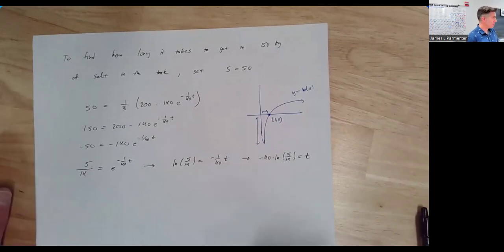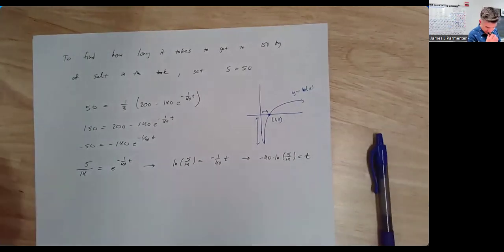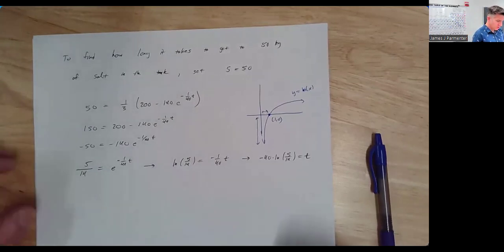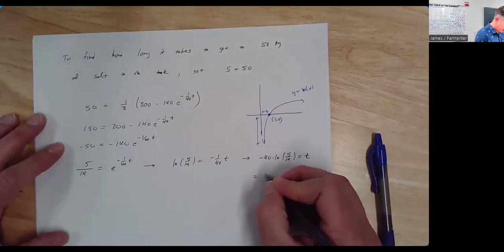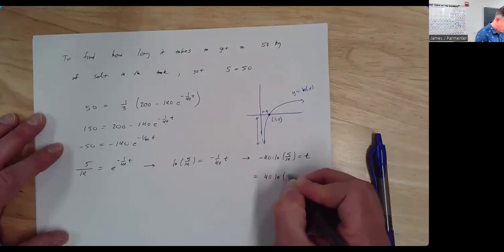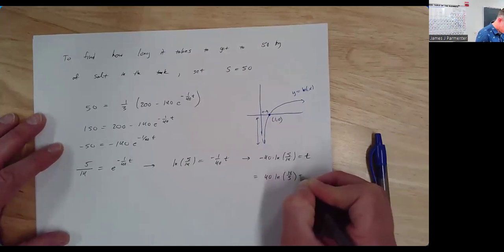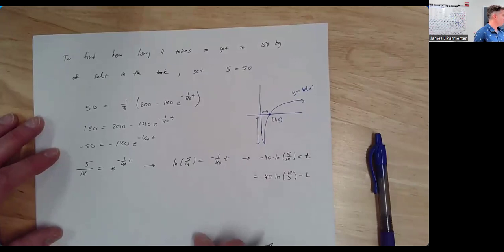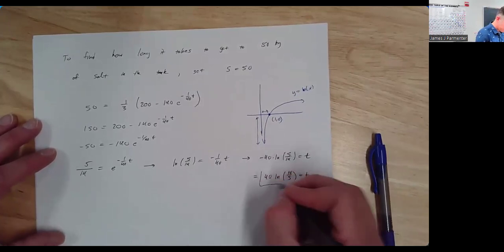So sometimes we have to ask ourselves, does this answer make sense? And it might look like it doesn't, but it actually does. So just be a little extra careful here. If you wanted to, you could rewrite this as positive 40 times the natural log of 14/5, which is kind of annoying, but a perfectly valid answer.